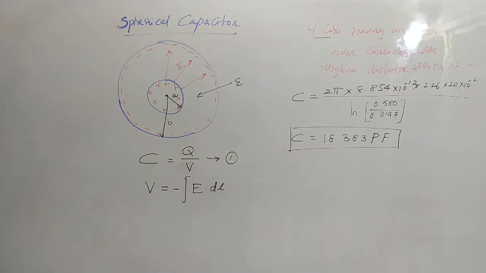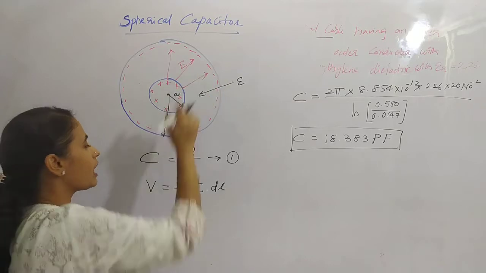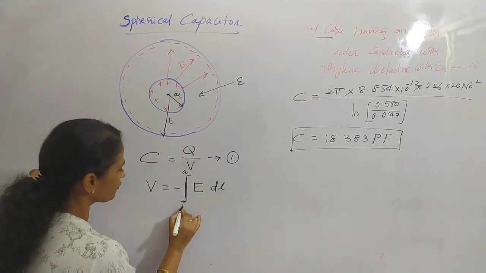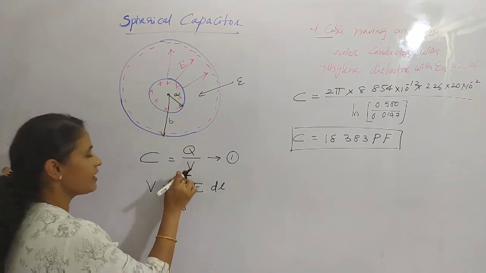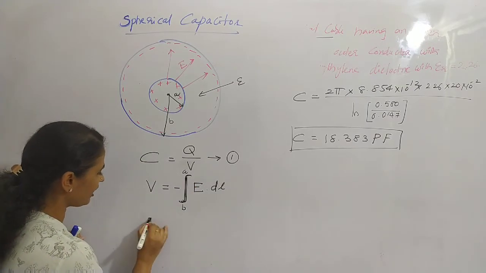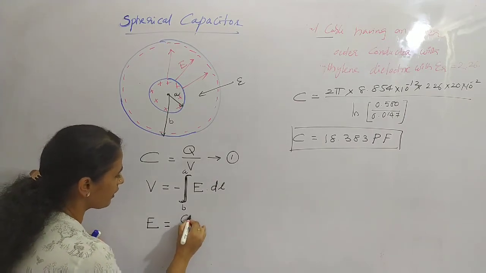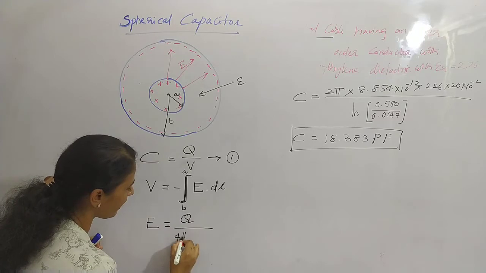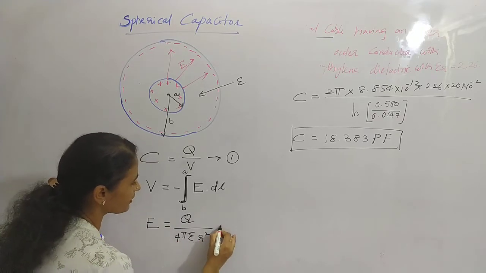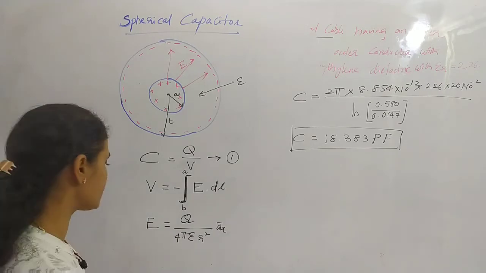What is this E? This is the electric field from the inner sphere to the outer sphere. So this is A to B. What is the electric field? The electric field is given by using Coulomb's law: Q by 4 pi epsilon r square into AR, where r is the radius of the spheres.